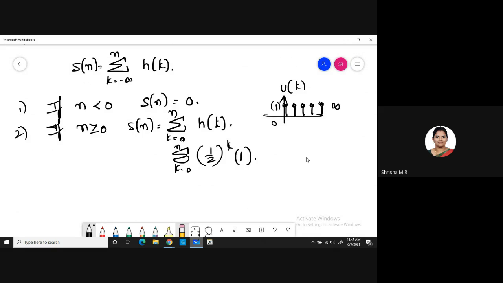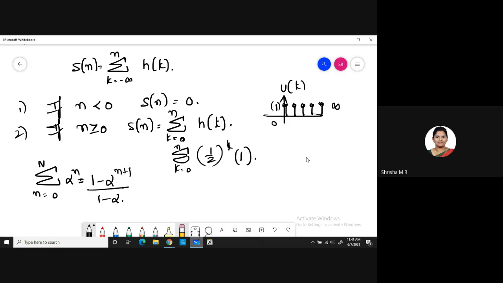What form is this? 1 by 1 minus alpha? No, it is n equal to 0 to n, not 0 to infinity. The summation n equal to 0 to n of alpha to the power of n, what is the equation? We have used this equation in previous problems. It's 1 minus alpha to the power of n plus 1, divided by 1 minus alpha.